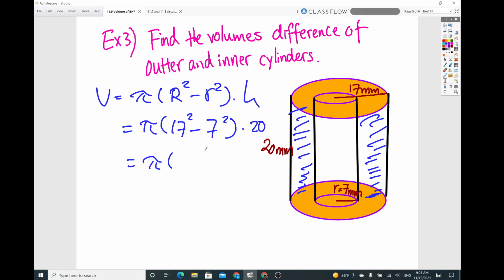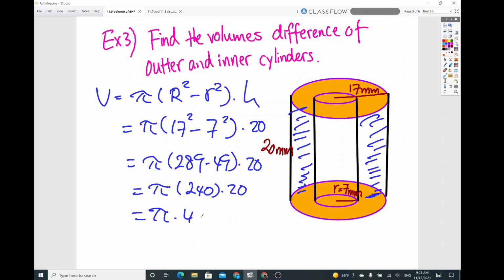So pi, 17 square, let's see what that is. 17 times 17 is 289. 7 square is 49, times the whole quantity, times 20. So pi times 240 times 20. So this one would be pi times 4,800. 2 times 4, that's 8. 2 times 2, that's 4. Bring down 2 zeros. So we got 4,800 pi. Unit, it's 3-dimensional, so it's cubic millimeters.